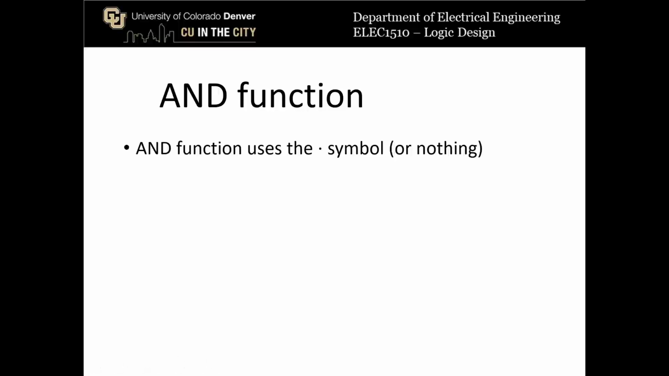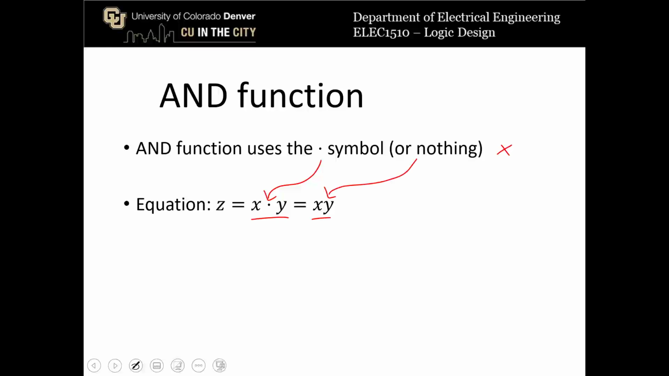The last function that I'm going to discuss right now is the AND function. The AND function uses the dot symbol, or sometimes nothing, or sometimes a multiplication. Basically, it uses the same algebraic symbols for multiplication. An example equation would be z equals x dot y, so that would be the dot right there, or nothing, which is just xy, so that's the nothing, it's just x times y, xy next to each other.